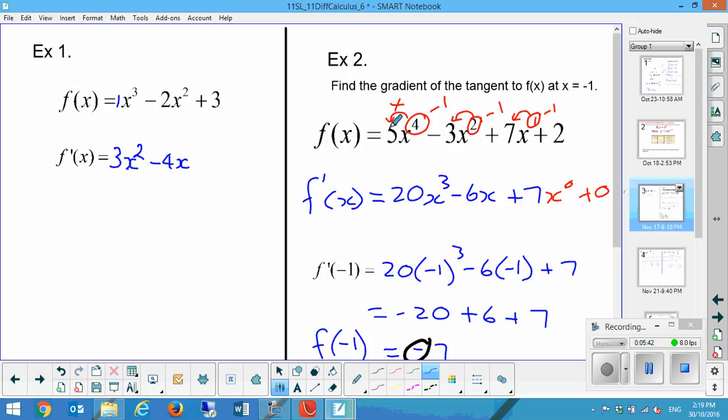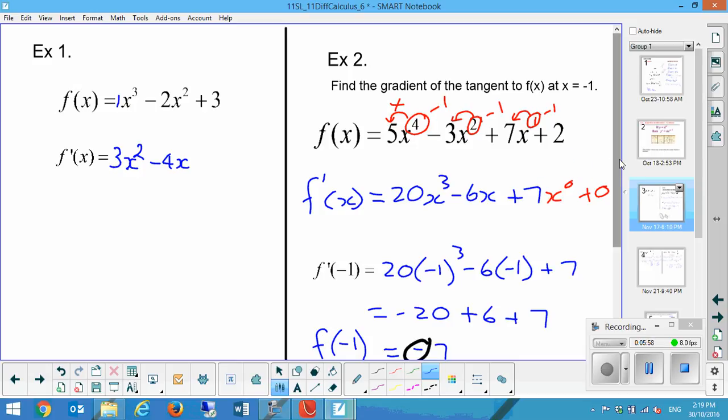Here, the 4 came multiplied down to get 20x cubed. 2 multiplies down to get minus 6, power of 1 on the x. Here, the 7x is just the coefficient 7, because we get x to the 0, and that's 1, and the 2 disappears.